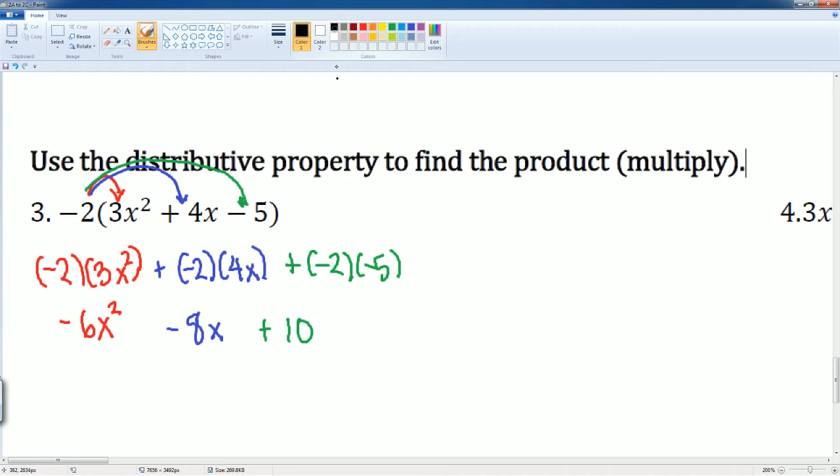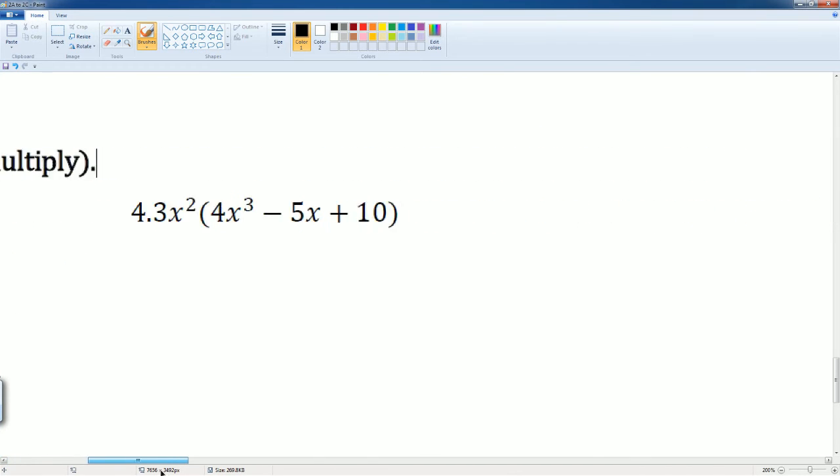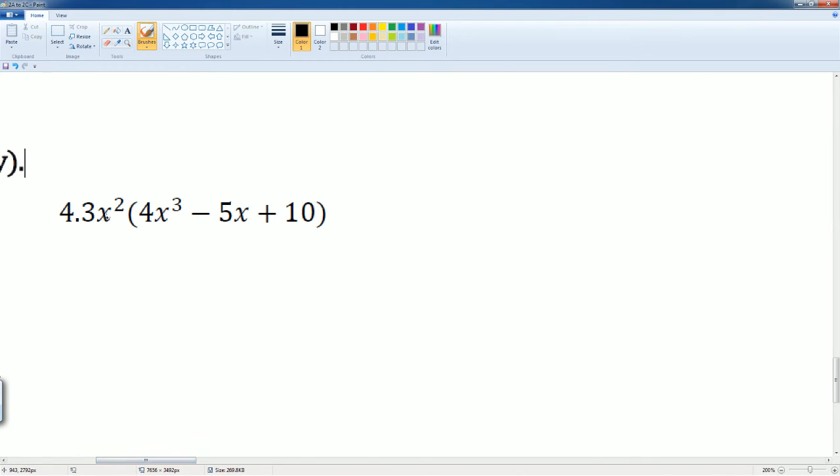So there you go. That is what the polynomial would look like: negative 6x squared minus 8x plus 10. It's in standard form. Same process as here. But remember, we have an x squared.